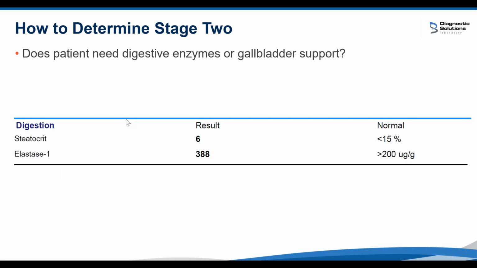For stage 1, we mentioned fiber, polyphenols, probiotics, prebiotics. For stage 2, it's pretty straightforward, depending on what marker is high. If steatocrit is out of balance, then you're going to give gallbladder support. Most of the gallbladder support, from different companies, some have ox bile, some have beet leaf, there's some classic gallbladder formulas out there. And then if the elastase marker is off, you're going to give pancreatic enzymes.